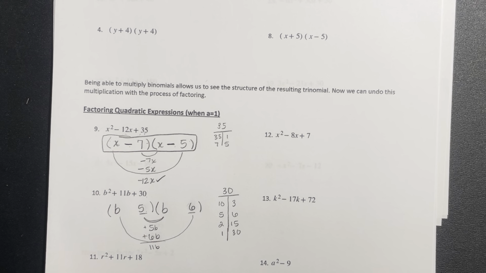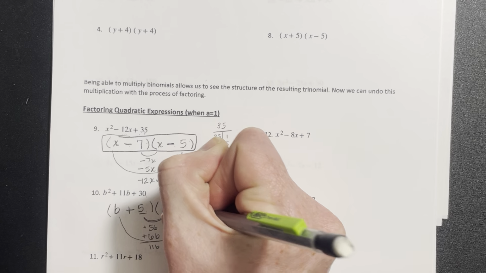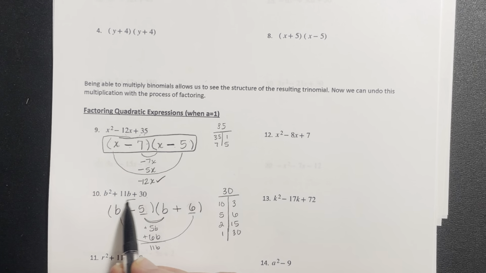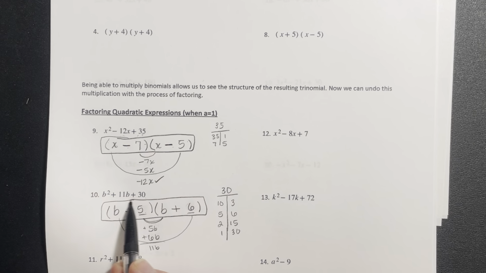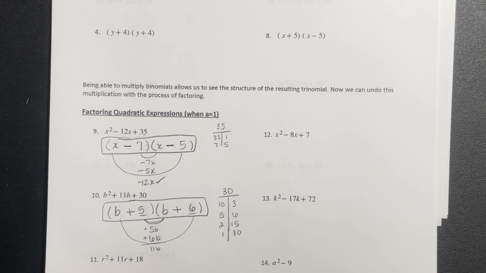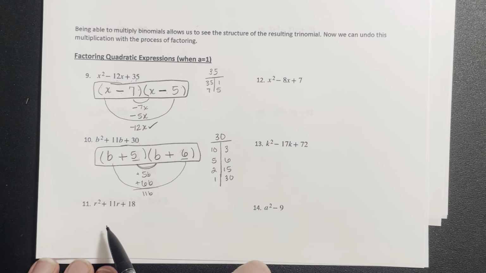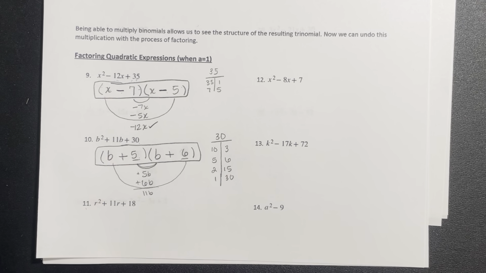As long as they're both positive, we end up with a positive 11b. And they still multiply to give me a positive 30. So our factorization is b plus 5, b plus 6. This is unique. There's no other factorization that's going to give us the original b squared plus 11b plus 30. So pause the video again and try to see if you can factor 11 through 14. And then when you're ready, you can hit play and we'll go through the answers.